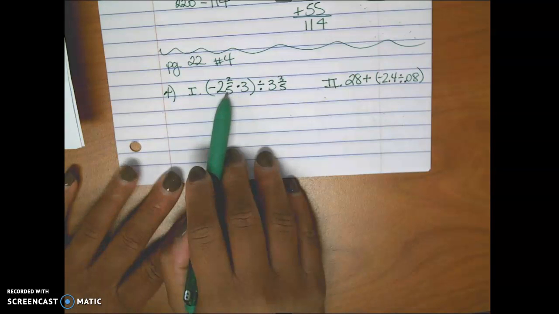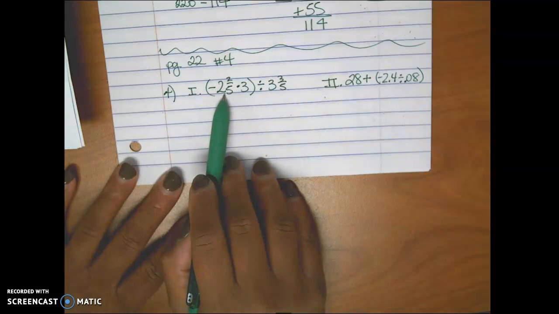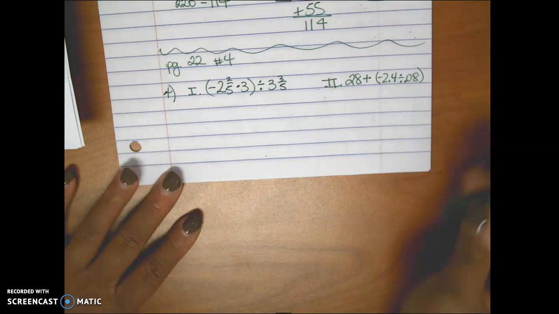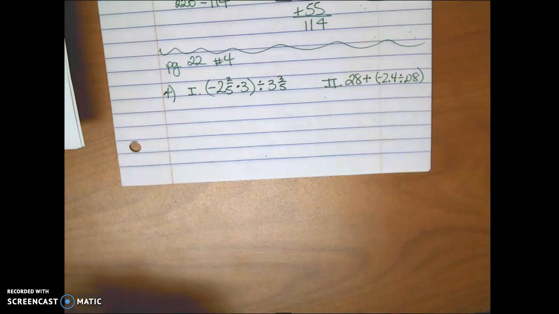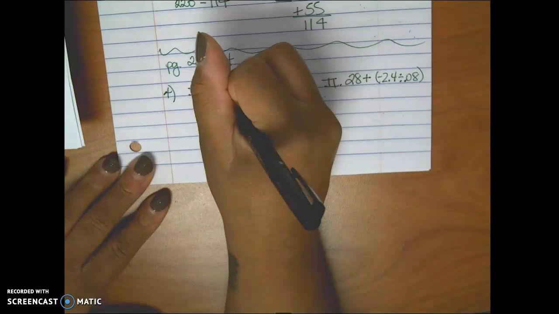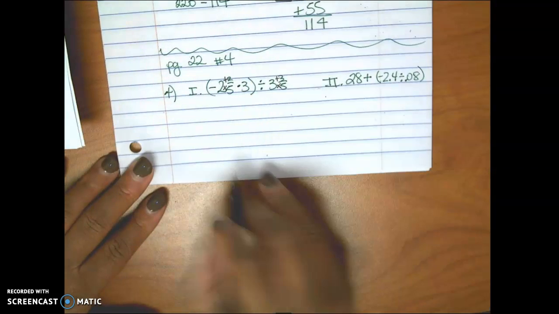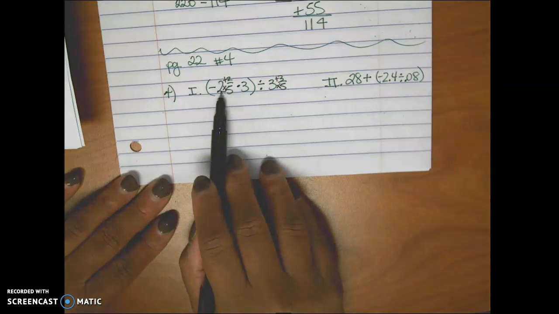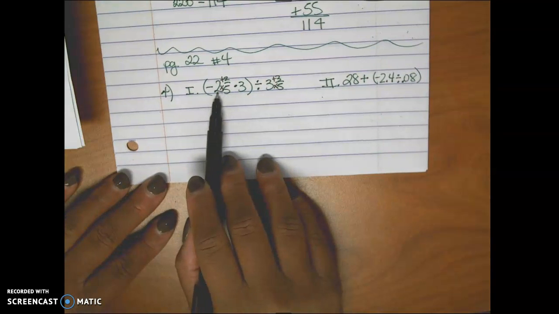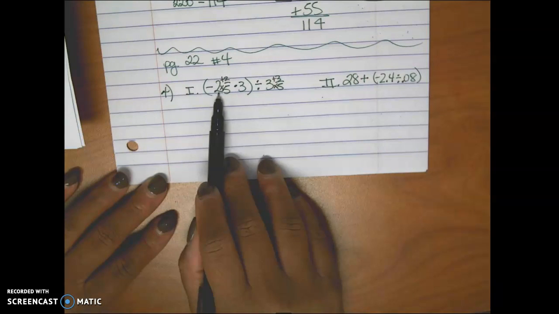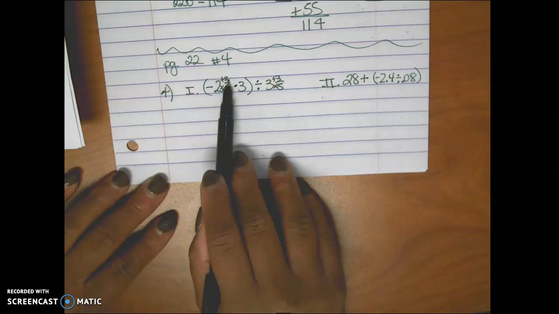All right, so let's start here. What do I need to do with this 2 and 2/5 and this 3 and 3/5? Improper. So multiply, then add. Multiply, then add. 5 times 2 is 10 plus 2.